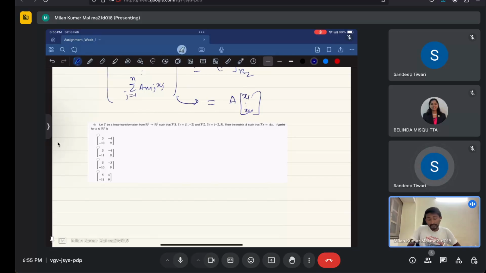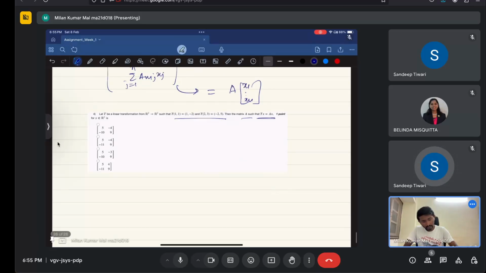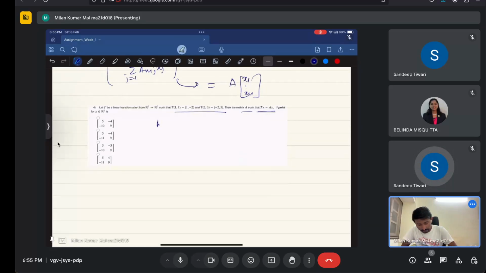Though it is better to always give the matrix corresponding to which ordered basis, even for the standard ordered basis, here it is not mentioned. The question says let T be a linear transformation given in this way. Then the matrix A such that Tx equals Ax, that is the matrix representation, is given by which matrix? But the fact is that here it wants to say the matrix A with respect to the standard ordered basis.